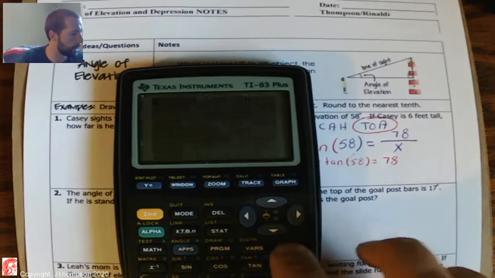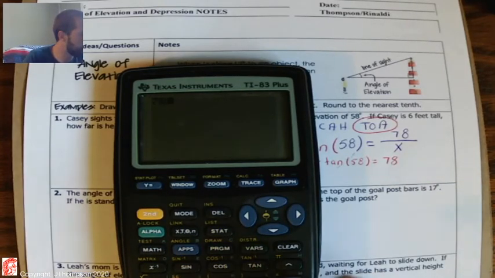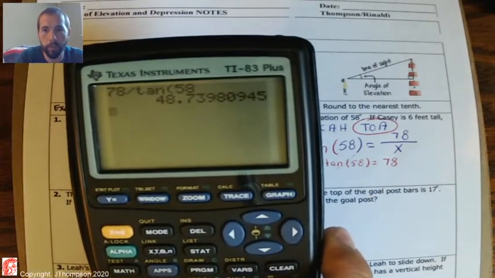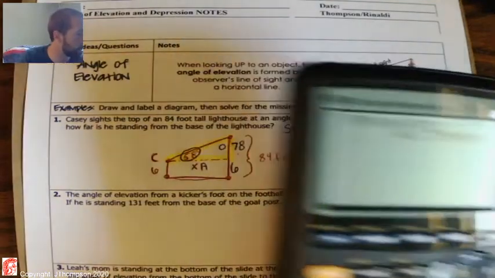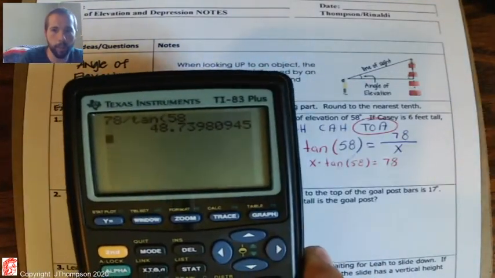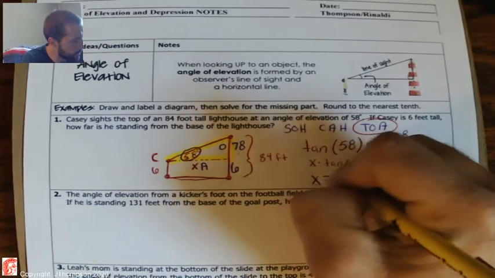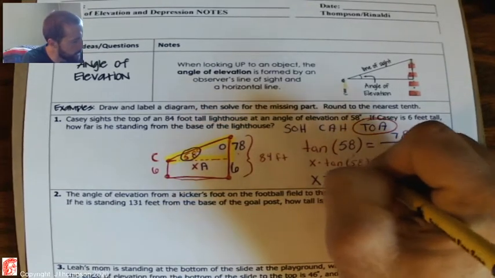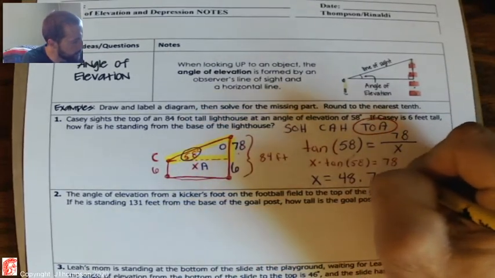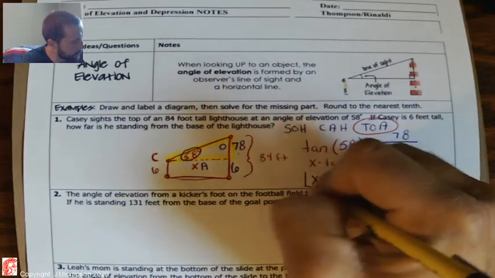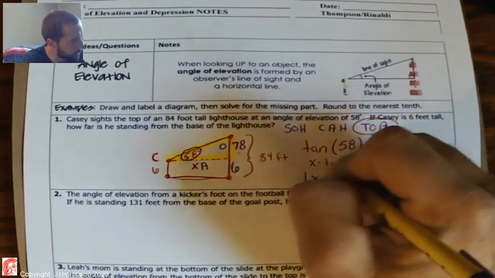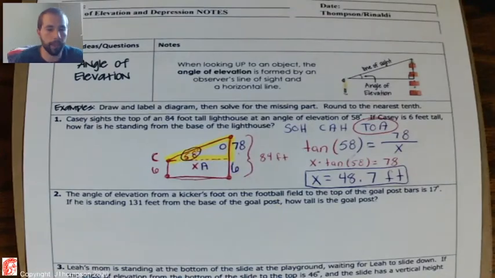Okay, so we're going to type in 78 divided by the tangent of 58, and we get 48.73. They want the tenth, so 48.7. So x is 48.7 feet. All right, so that's how we use trigonometry and angle of elevation.